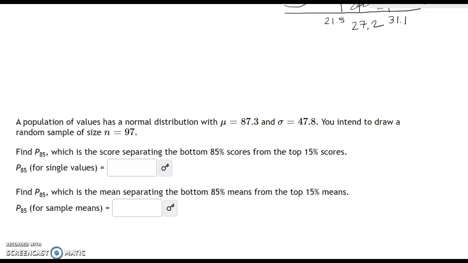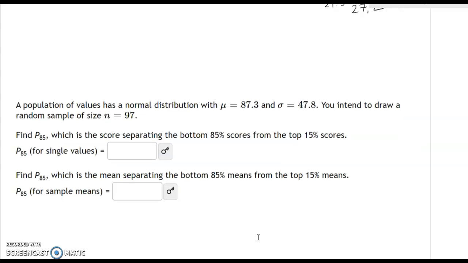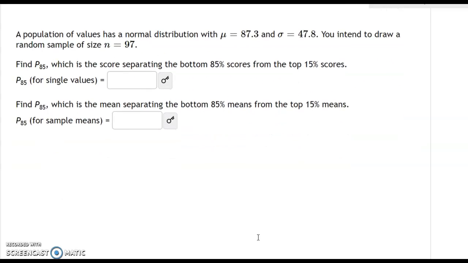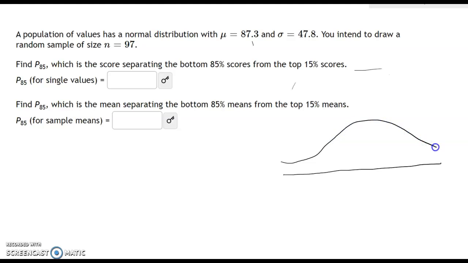All right, last question I have for us today. Now we have a population of values with a normal distribution with mean of 87.3. So as always, I will draw my sketch. Here's my sketch. My mean here is 87.3. Standard deviation is 47.8. We have a random sample of size n equal to 97.